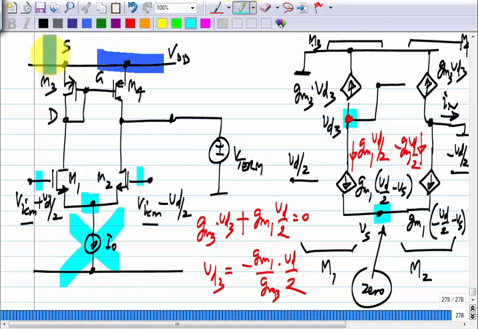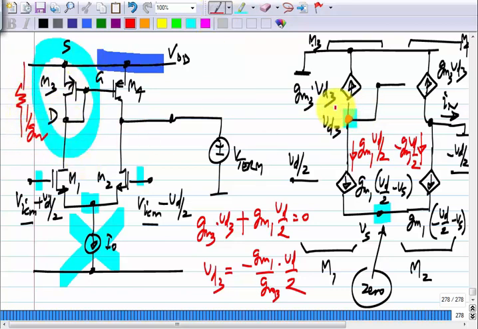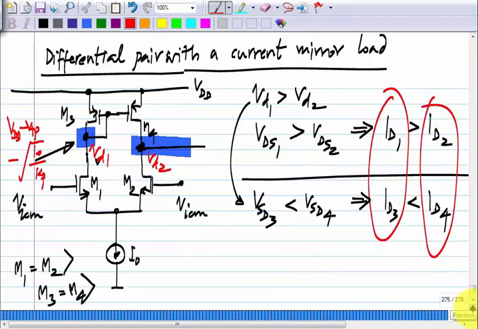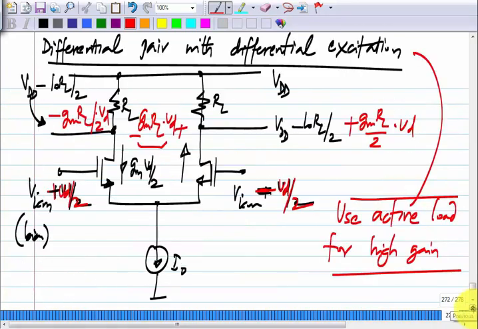What is this? This is a diode connected transistor. What is the incremental resistance of the diode connected transistor? 1 by GM. So, it is like connecting a resistance 1 by GM in this branch, that is all. It is not any different from, if I had RL here, I would have got minus GM by 2 times RL times Vd. In this case, RL happens to be 1 by GM3.